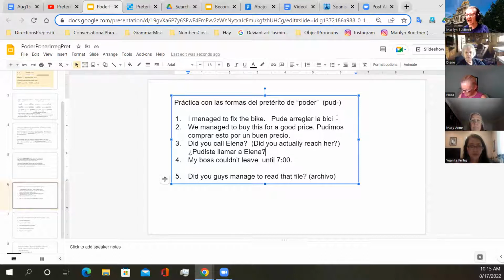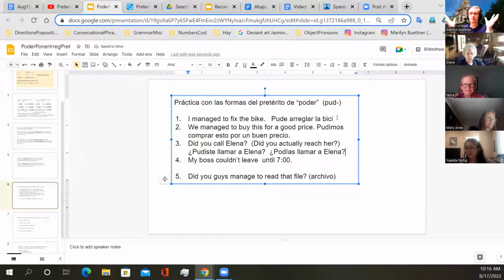You could say telefonear, but people are going to say llamar because it's a shorter verb and that's what they use. ¿Pudiste llamar a Elena? Okay. And notice there is a really huge difference in meaning between podías, and I'll type it in here so that you can see it. Podías llamar a Elena and pudiste llamar a Elena. There's actually a pretty big difference between what idea you're conveying with those two. They're the same verb, but in different tenses, right?